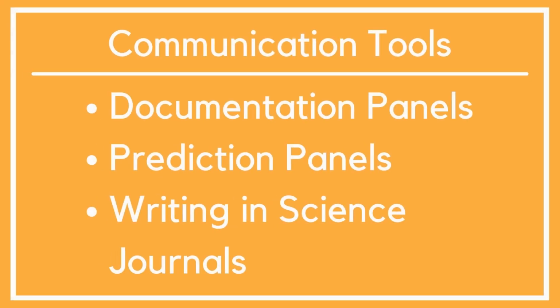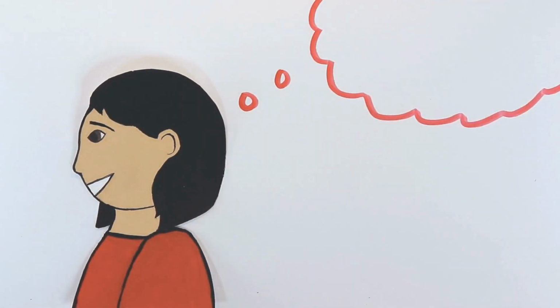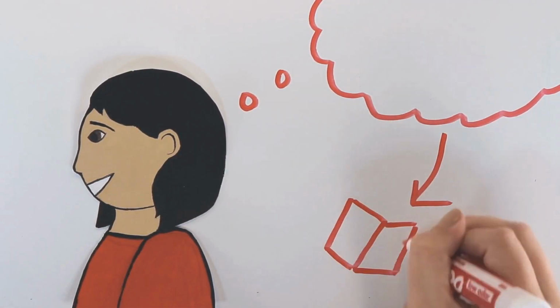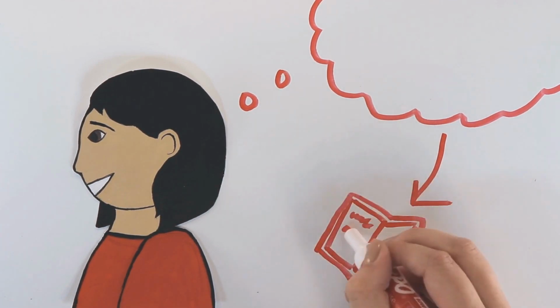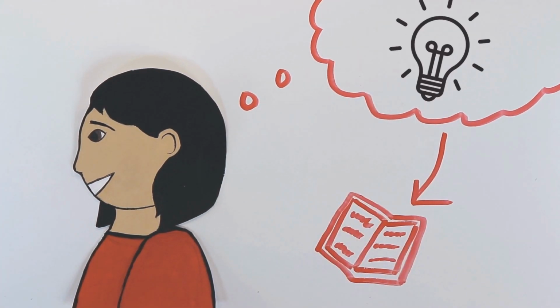Finally, children can learn to communicate their predictions and observations through communication tools. Our goal here is to make children's thinking visible. This is important because young children are visual learners. Additionally, by writing down their thoughts, you help them to take ownership of their thoughts and ideas.